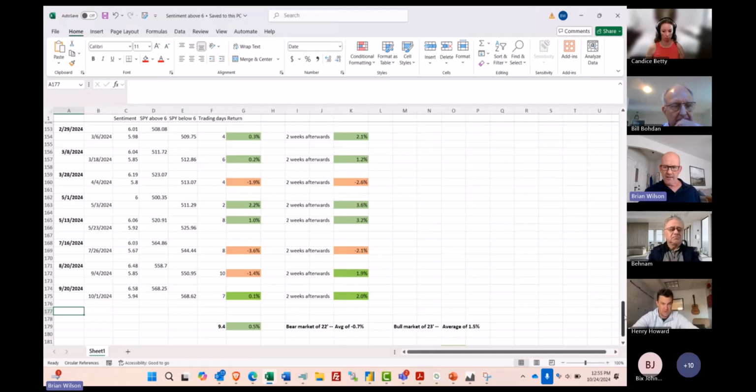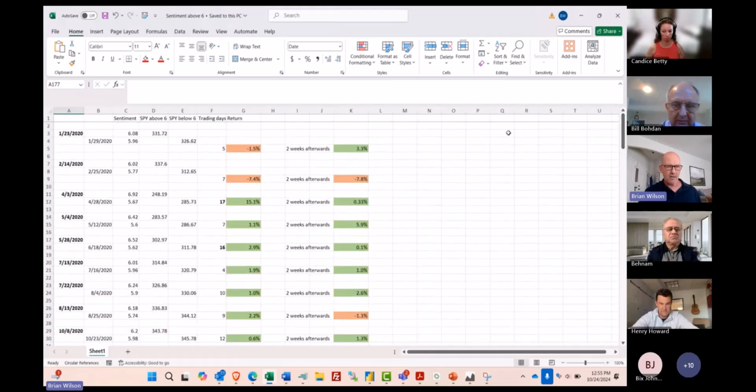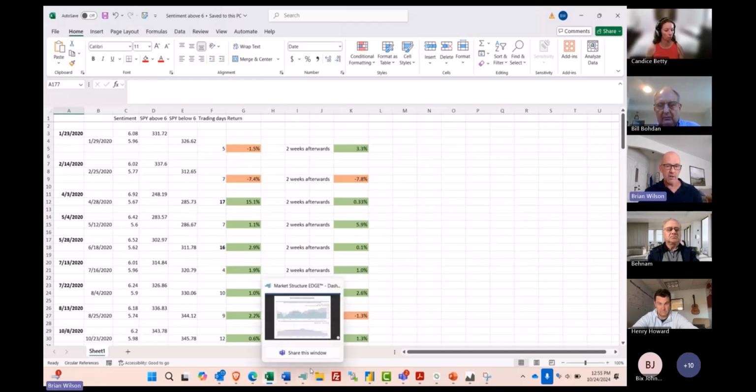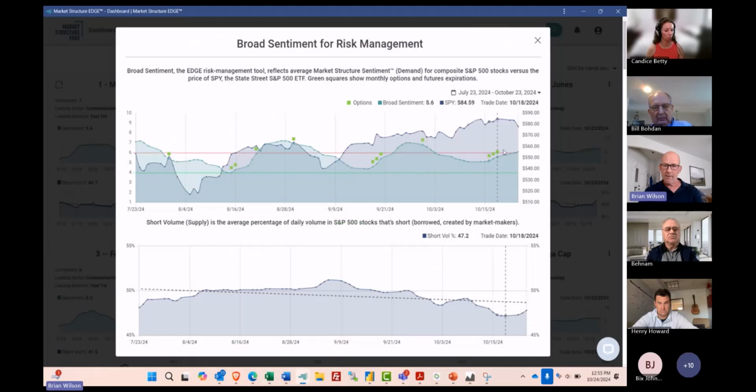And what I've done over the last 5 years, starting in 2020, is just measure when we move above 6, and then note when we move back below 6. So in other words, when do we go above the red line? When do we go back below it? You can see it here. When do we go above it? When do we go back below it? What's the market return during that time frame? And then what's the market return looking at that 2 weeks later?